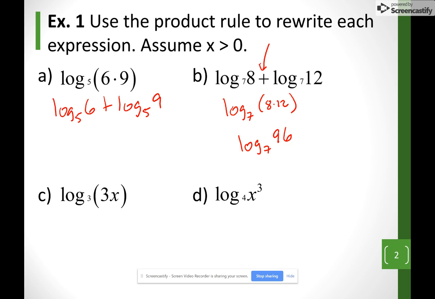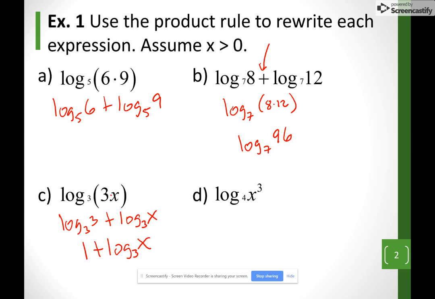Same thing with example C. 3x is the same thing as 3 times x. So I'm going to extend it. I want to expand it as log base 3 of 3 plus log base 3 of x. Now, on my first log base 3 of 3, I see my 3's repeat, and we just learned in a previous slide that is 1. So I have 1 plus log base 3 of x.